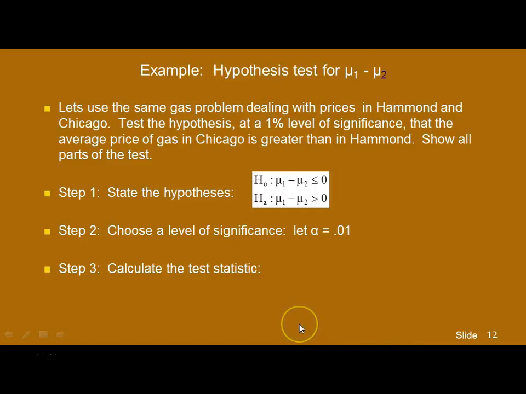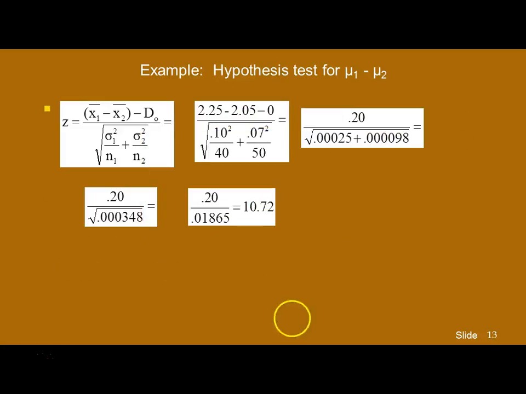We choose a level of significance. Let's let alpha be 1%. We then have to calculate our test statistic. Take the difference in your sample means, subtract the hypothesized difference of 0, and divide by the standard error of the differences. Again, be careful with the mathematics. Be careful plugging the numbers into your calculator. Lots of calculation errors can occur here. But you should get a test statistic of 10.72.